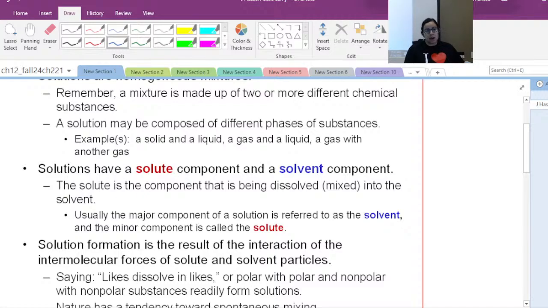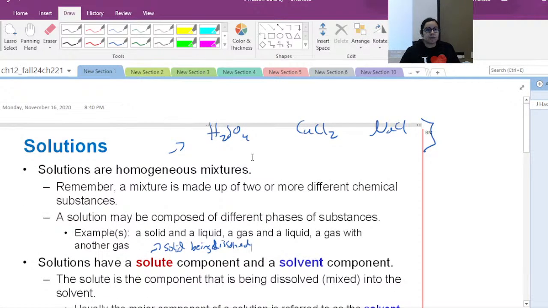And so we have our solute component. That's basically the solid being dissolved, generally a solid, or it's the minor component. We'll go over all the other different types of solutions roughly, but you can have any sorts of mixtures. And so our sulfuric acid, our copper, our sodium, that's our solute.